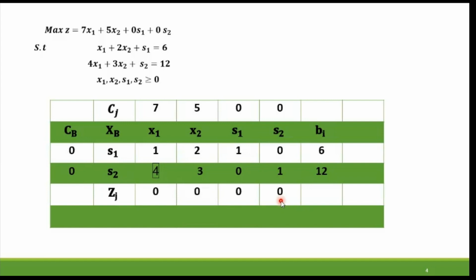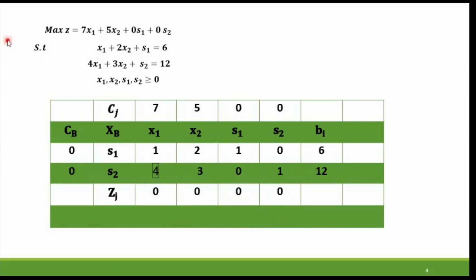क्लियर? ZJ कॉलम, ZJ रो कैसे लिखा हमने? ZJ हमने कैसे लिखा? We have multiplied the CB and the corresponding elements in the XI's column, जितने भी वेरिएबल उसके कॉलम को. तो 0 into 1 plus 0 into 4. तो इनिशियली सब 0 ही होगा यहाँ पे. 0 0 0 लिख देना यहाँ पे.